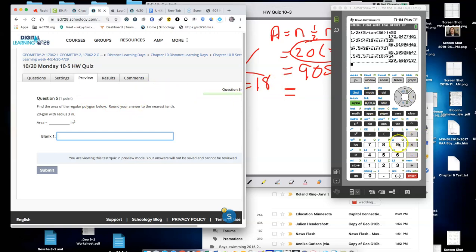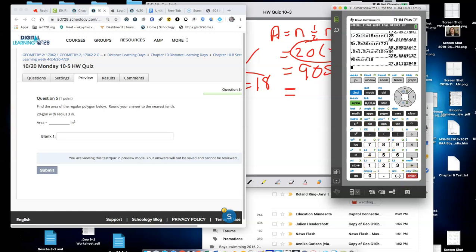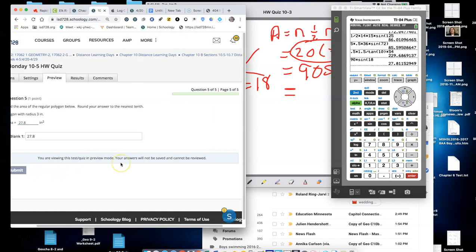So I've got 90 times the sine of 18, and I hit enter. Did you notice I did not close the parenthesis there, because there's nothing following it. If there were, I'd have to close it, because otherwise it would mess up my answer. But here, to the nearest tenth, it is 27.8. I'm going to submit this if it lets me.